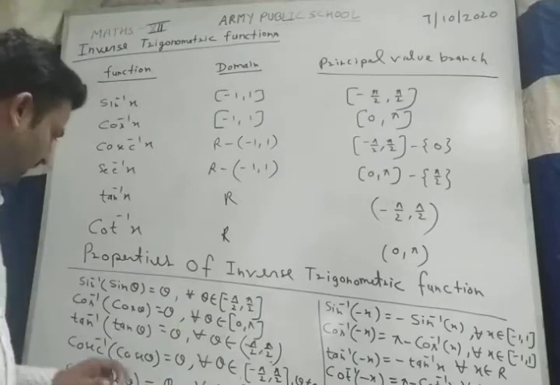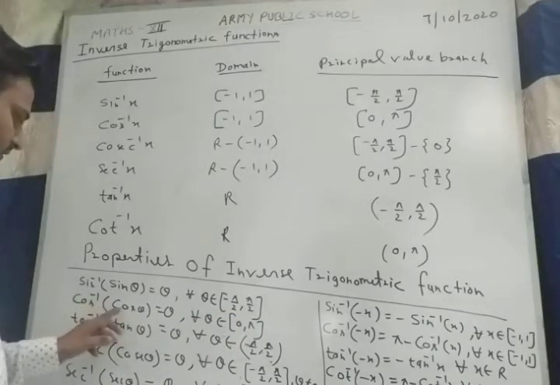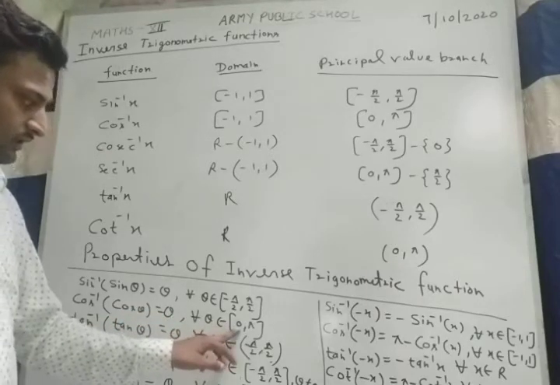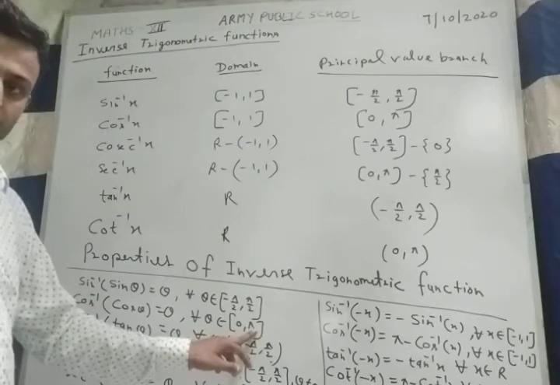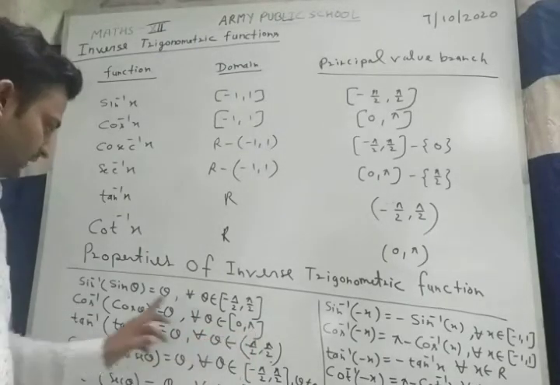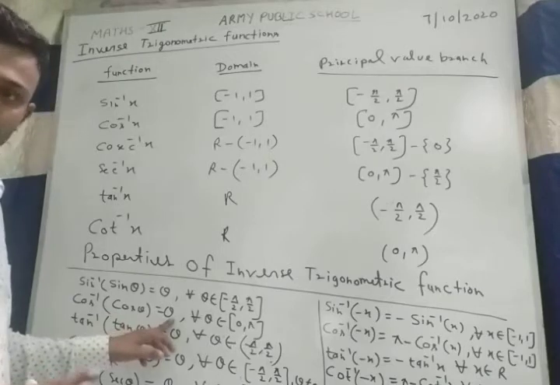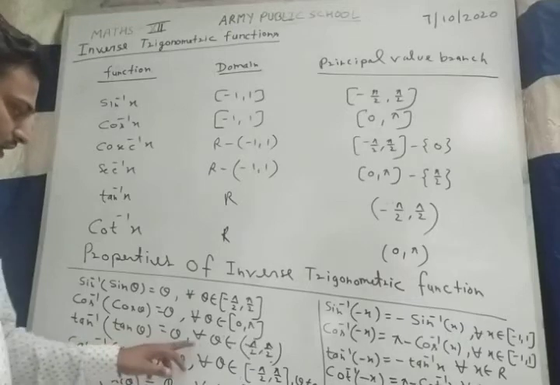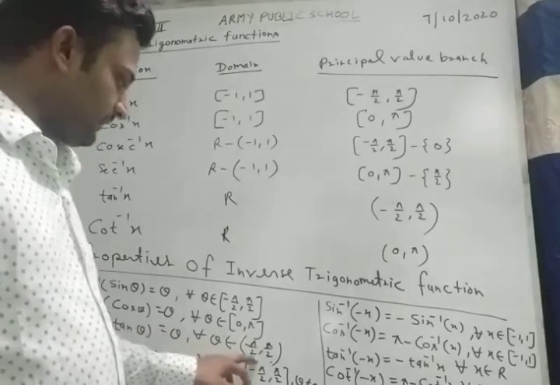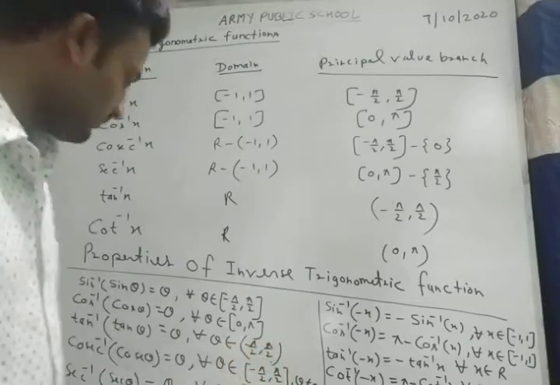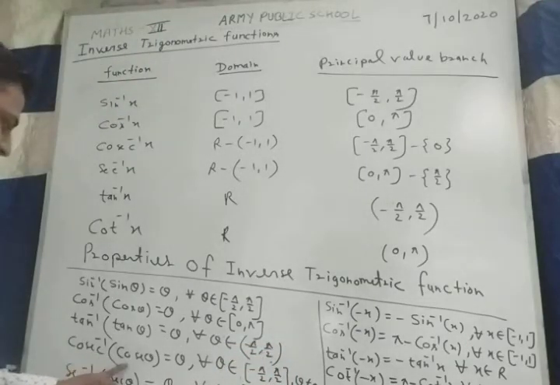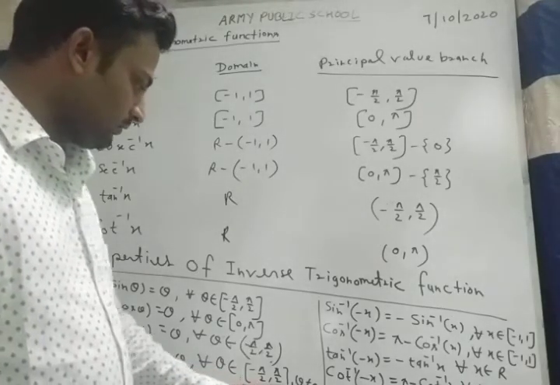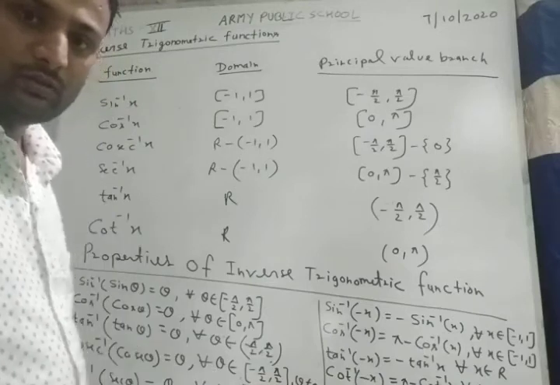Again, cos inverse cos theta reduces to theta when theta lies in 0 to pi. If theta lies in this interval, then it can be reduced to theta, otherwise not. In the same way, tan inverse tan theta is equal to theta for all theta belonging to minus pi by 2 to pi by 2 in the open interval. Cosec inverse cosec theta is theta when theta belongs to minus pi by 2 to pi by 2, where theta is not equal to 0.